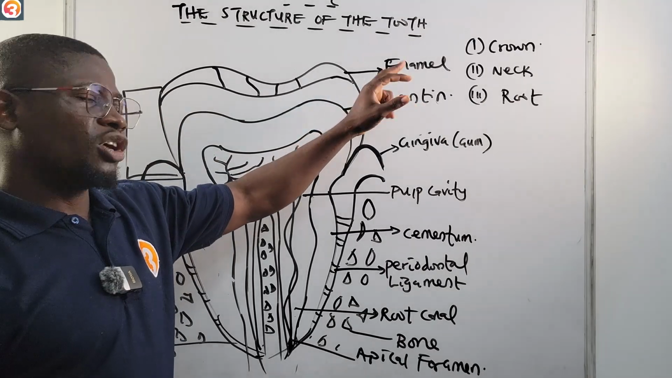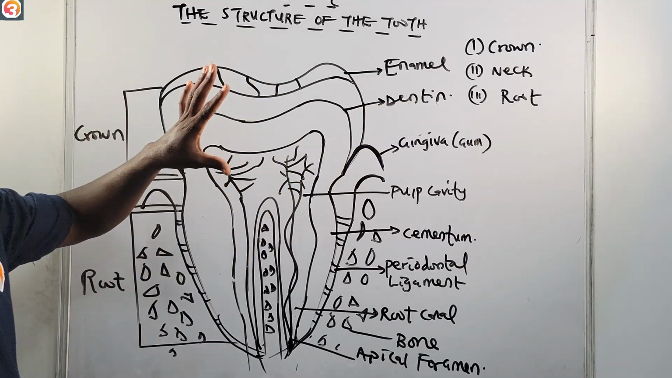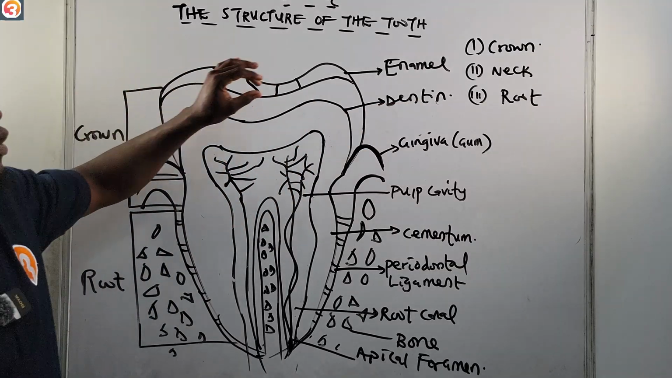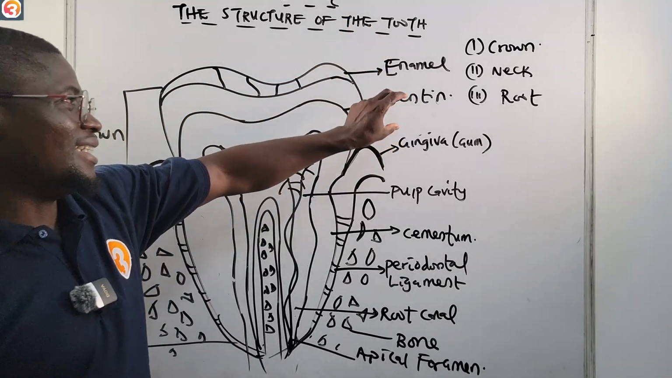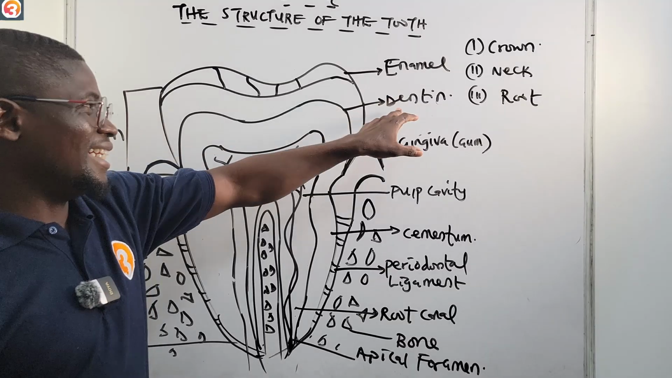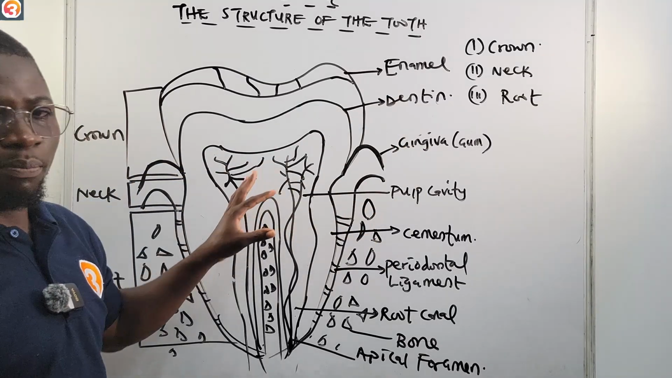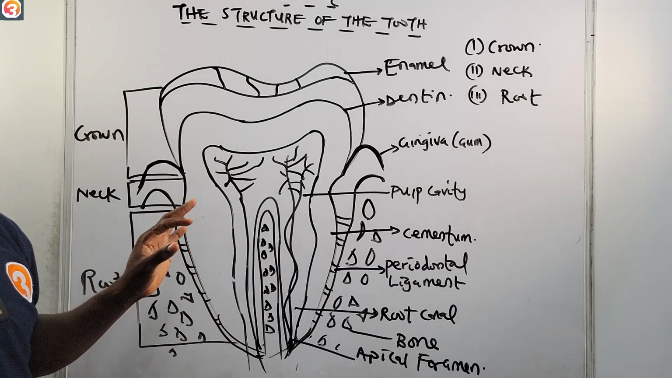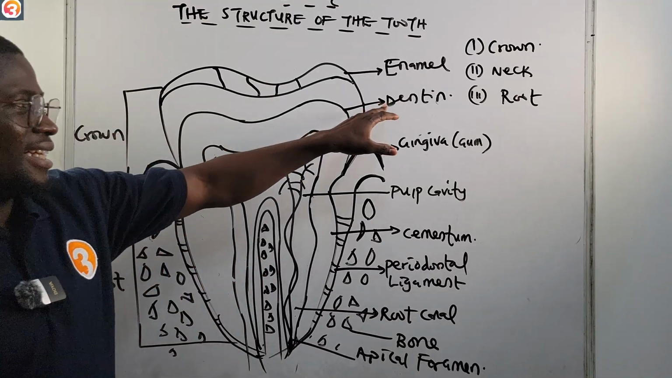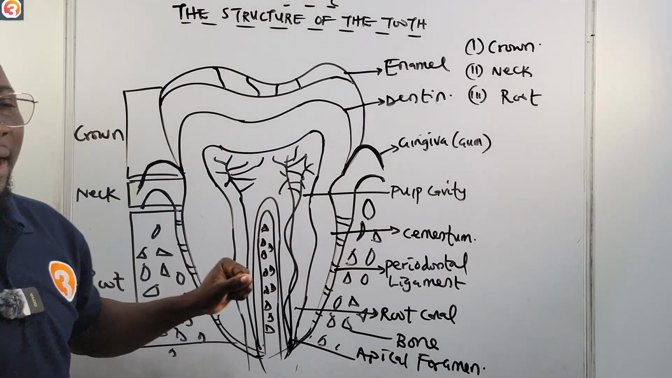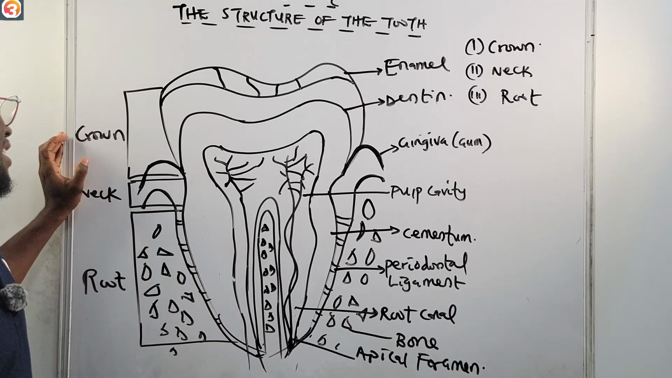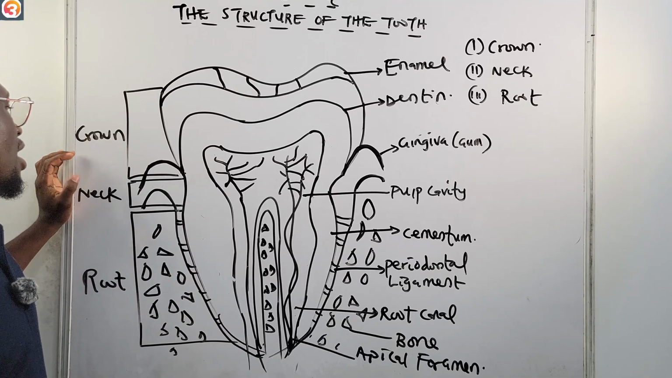All right, so we'll talk about enamel soon, but just know that this crown is covered in a hard layer of enamel, and it also covers the dentin and the underlying pulp chamber and the pulp. Please take note of that. That is the crown. Now the neck.